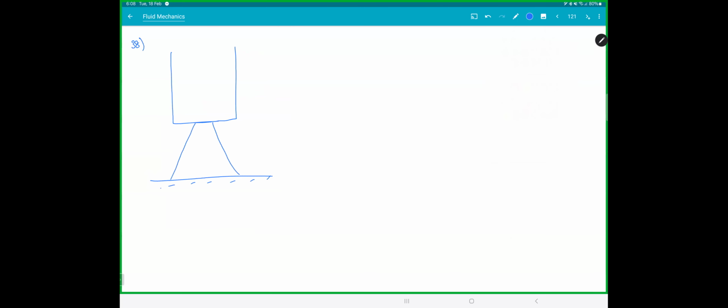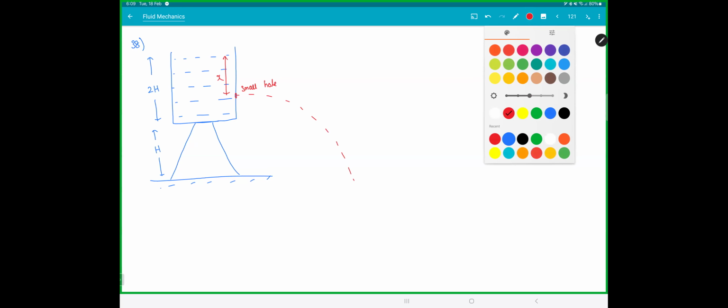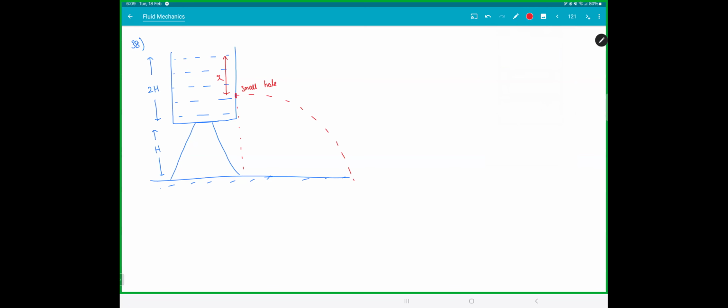So we have a container on a platform filled with liquid. This height is 2h. This height is h. You made a small hole here at a height x from the top. So liquid from here will go and fall on the ground. This is your range. Find x for maximum range.